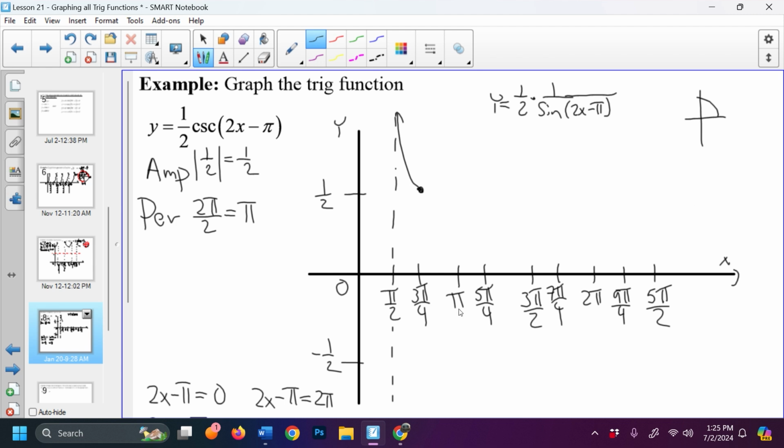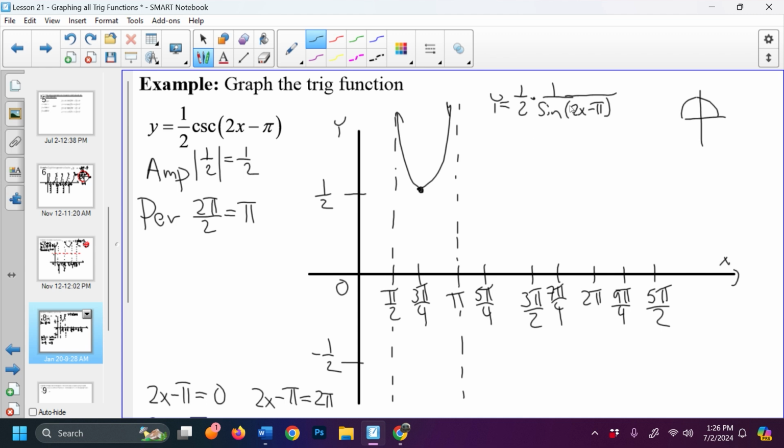Now if I plug in pi, pi times 2 is 2 pi. 2 pi minus pi is pi. The sine of pi is 0. I have another vertical asymptote. And again, in the second quadrant, all of your y values are positive, so I have to stay positive.